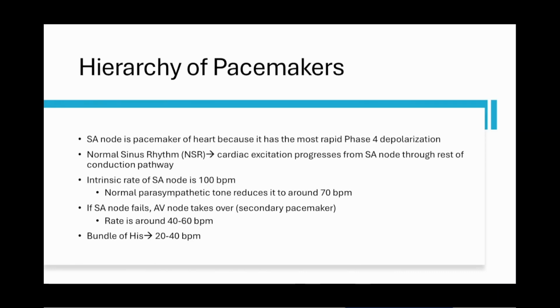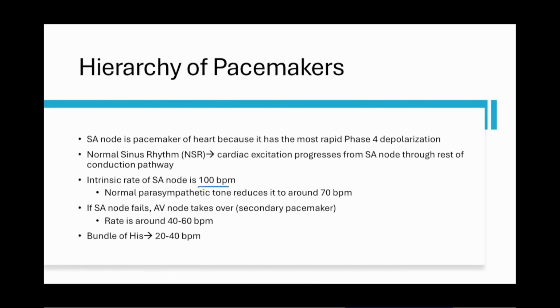So, hierarchy of pacemakers. The SA node is the pacemaker of the heart because it has the most rapid depolarization for phase 4. So whoever depolarizes first controls the entire heart. SA node does it the fastest, so they control the heart. If you say that someone has normal sinus rhythm, that means the electrical impulse started in the SA node, through the AV node, into the ventricles.